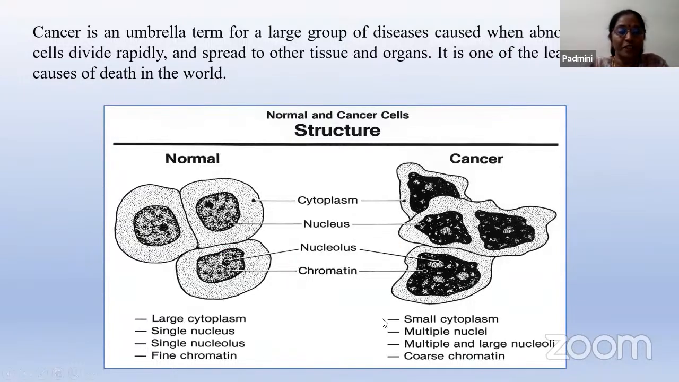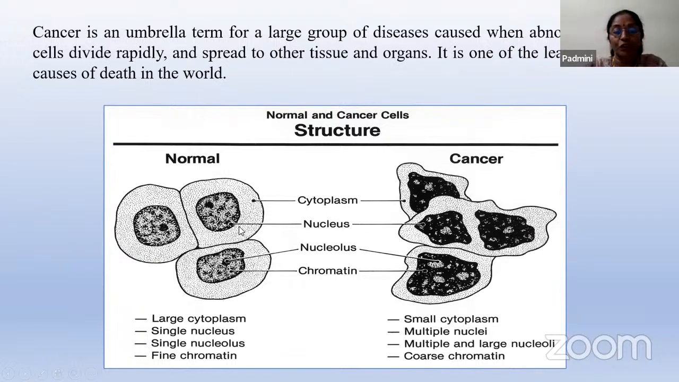Okay, so in the normal cell, if you can see, there is a large cytoplasm. So this is the cytoplasm, the nucleus over there, then the nucleolus inside the nucleus, and then the chromatin, that is the chromosomes, how they are present over there. So it has a large cytoplasm around, and there's a single nucleus with a single nucleolus present in it and a fine chromatin. But when you see the cancer cells, the cytoplasm becomes shortened.